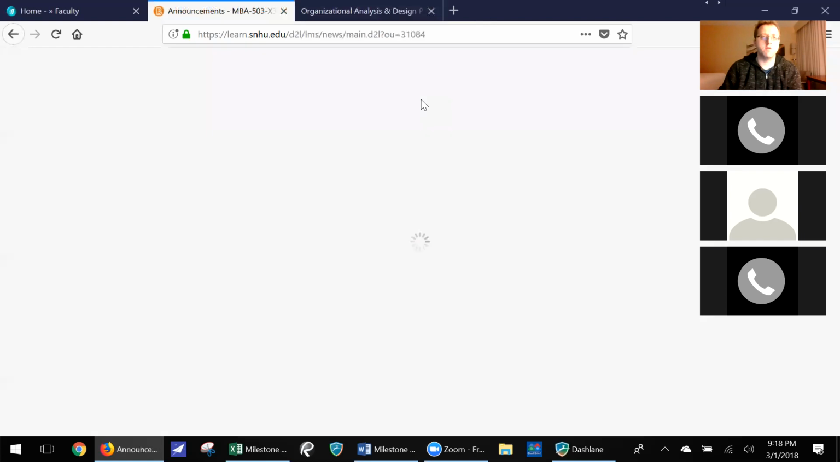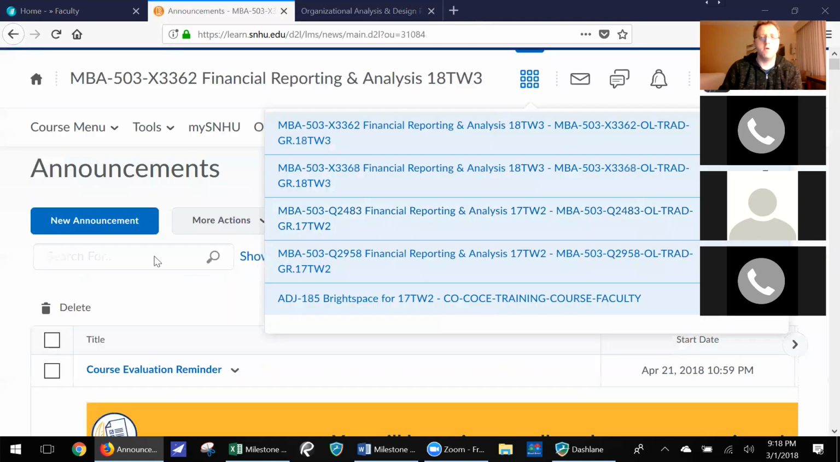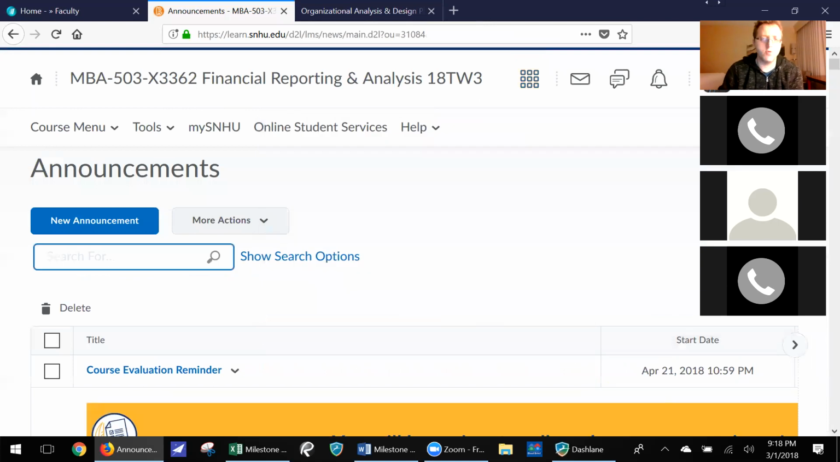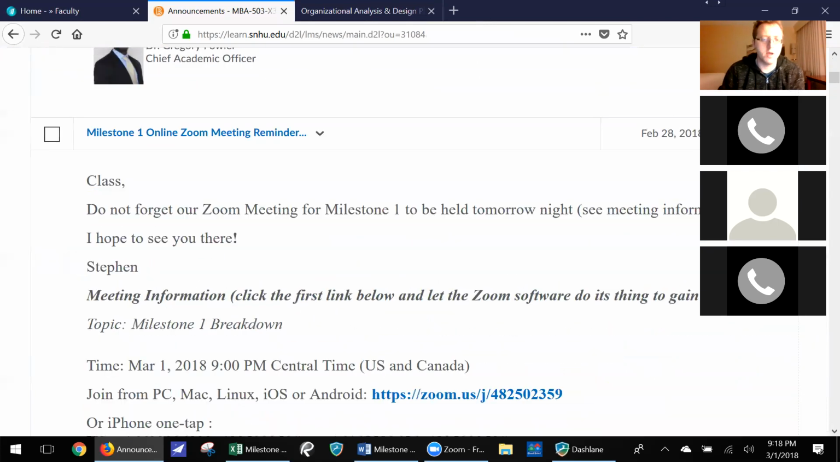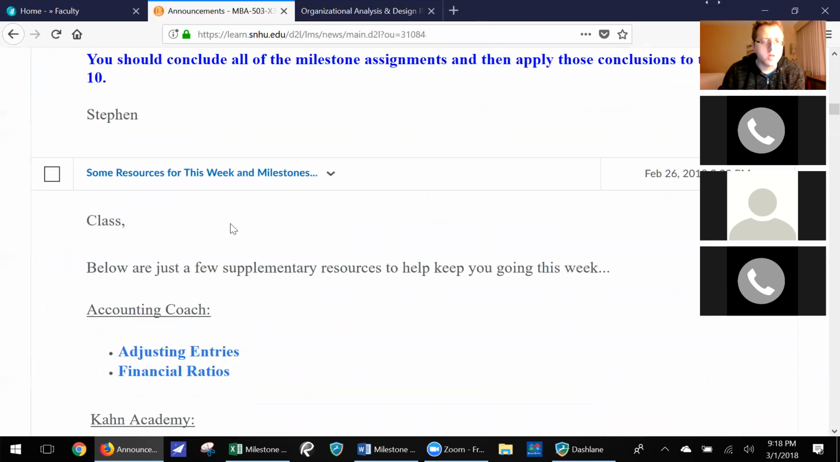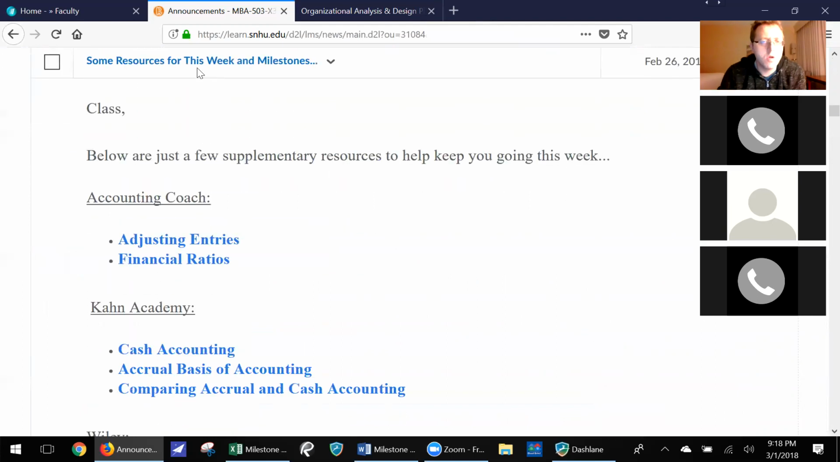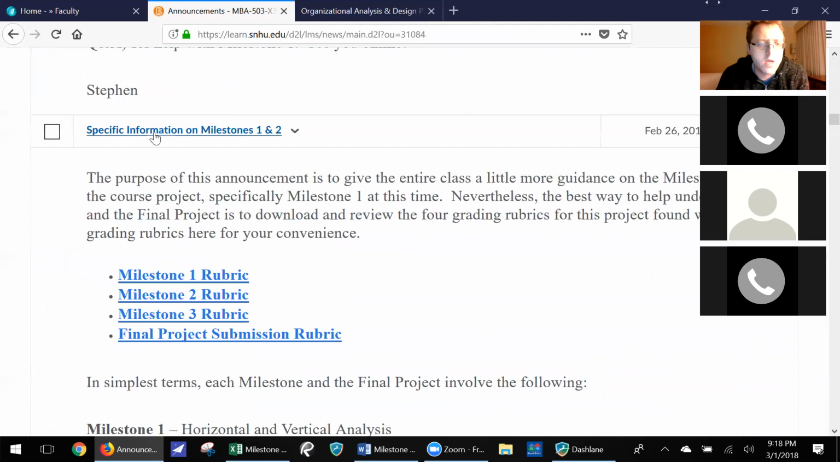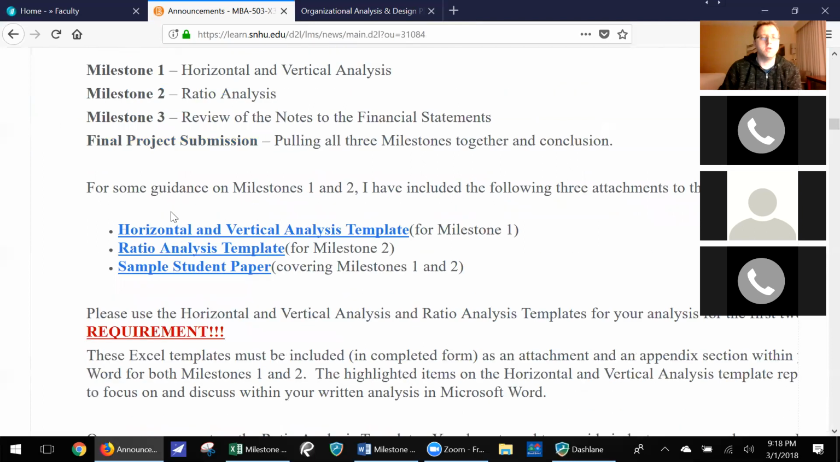If you go in the announcement section of the course, if this is not your course, that's fine, because I'm teaching 2 sections of this and I posted the same information. If you go to specific information on milestones 1 and 2, which I posted on February 26th, go down to the middle of the announcement, it says horizontal vertical analysis template. Just click on this link and it'll bring up the download for you, okay?